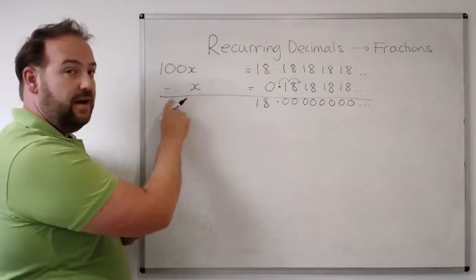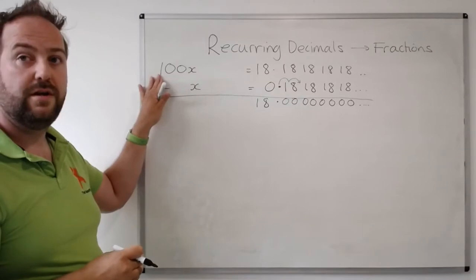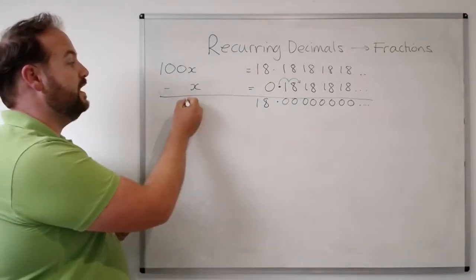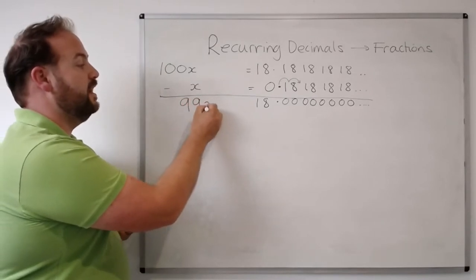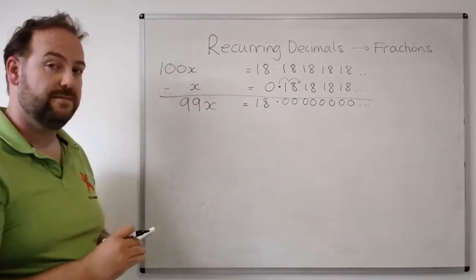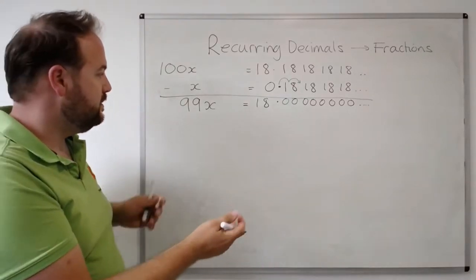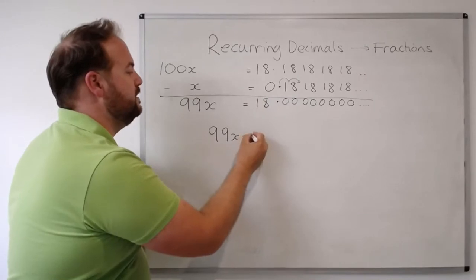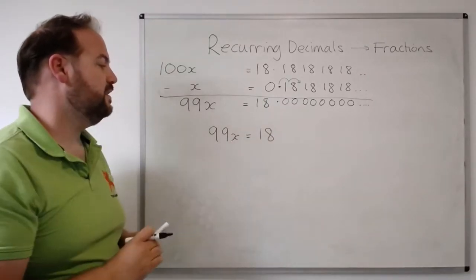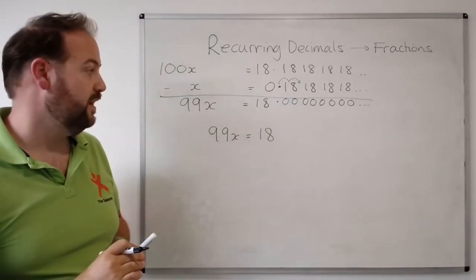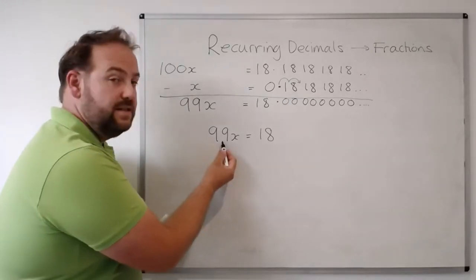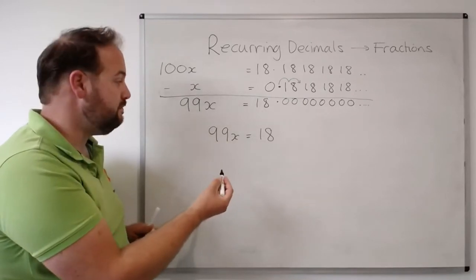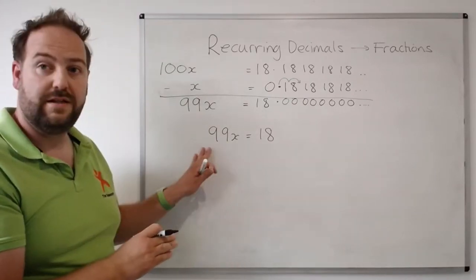What we have on this side, though, is 100x take away an x. Just like doing 100 take away 1, we would have 99. We have 99 x's. 99x. And so we end up with a simplified little equation from something that was a lot more complicated, which is 99x equals 18. This means 99 times x is 18. We would like to know what 1x is.